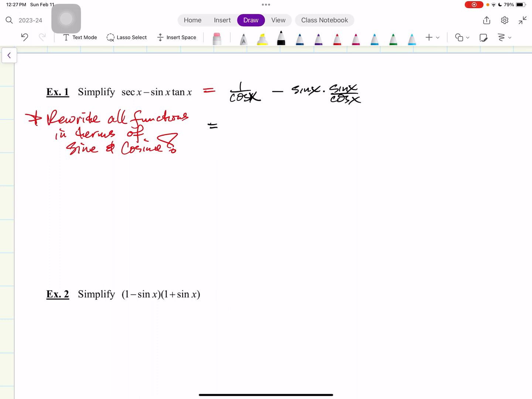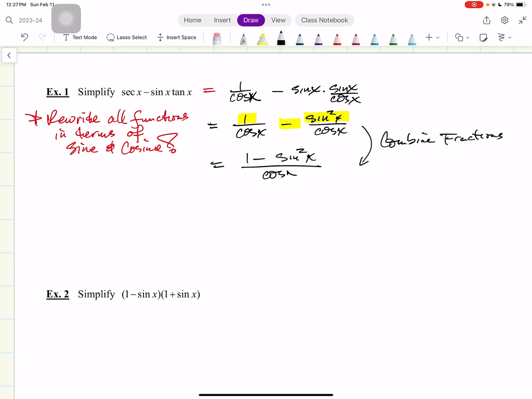Now you go ahead and multiply. So you have 1 over cosine x minus sine times sine, which is sine squared x, divided by cosine x. And look at that, we have common denominators. So now we combine the numerators, 1 minus sine squared x. So combine fractions here. Just do what you were taught back in grade school again. There's a lot of grade school math, believe it or not. So 1 minus sine squared x, all divided by the common denominator, which is cosine x.